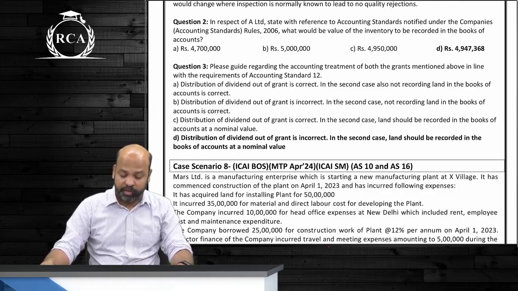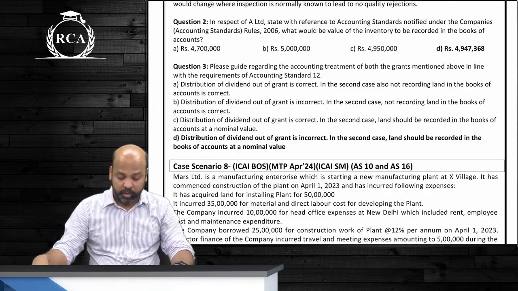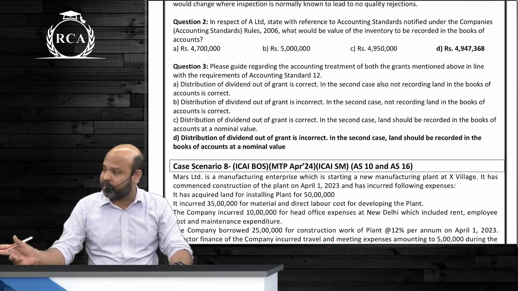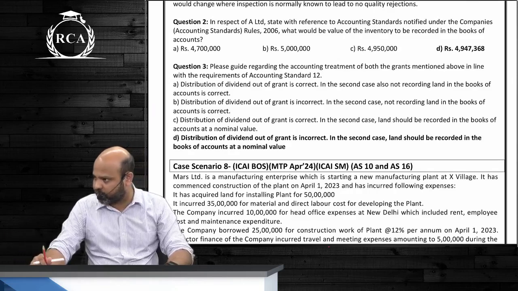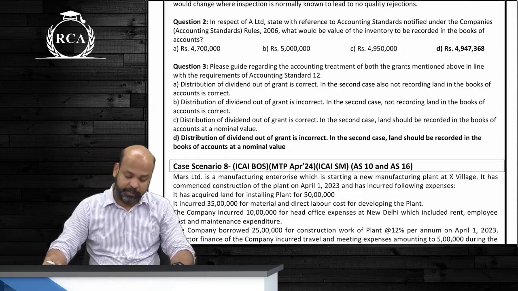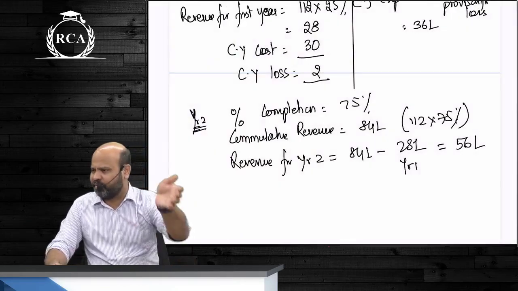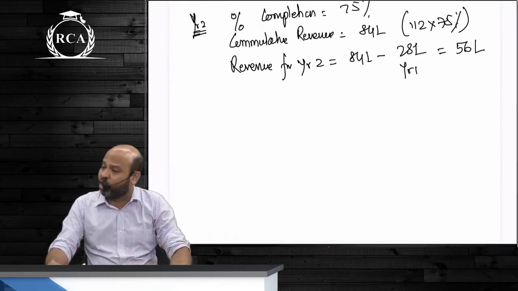Distribution of dividend out of the grant is correct. No. Next, beta. Distribution of dividend out of grant is incorrect. In the second case, not recording land is correct. Distribution of dividend out of grant is incorrect. In the second case, land should be recorded in the books, beta, at nominal value. First statement is incorrect. You cannot distribute dividend, guys. Last one, both are correct. Understood? You cannot distribute dividend, guys. Plus, you should record land at nominal value.